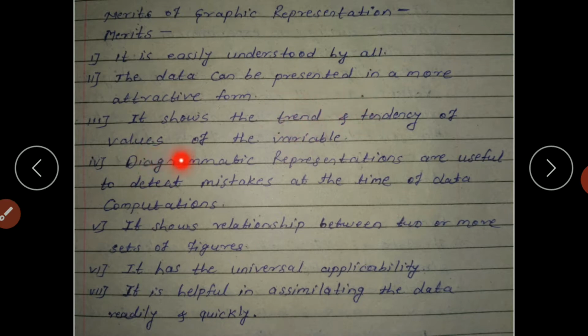Diagrammatic representations are useful to detect mistakes at the time of data computation. When we plot or draw a graph, we can detect mistakes that we made while collecting our information or doing our experiments. This is also a very important merit of diagrammatic representation, that we can detect our mistakes.